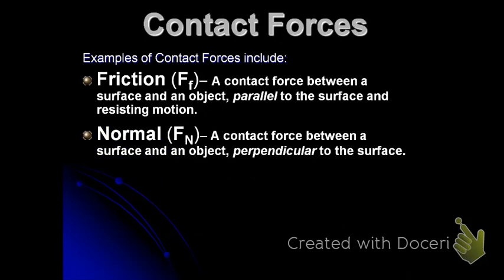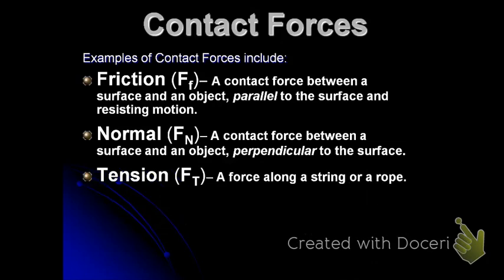The next one you probably are unfamiliar with. It's called a normal force, F_n. The normal force is a contact force between a surface and an object that is perpendicular to the surface. In fact, in mathematics, the word normal means perpendicular. So normal force is just another way of saying perpendicular force. So when an object is in contact with the surface, there may be a normal force, a perpendicular force, perpendicular to the surface.